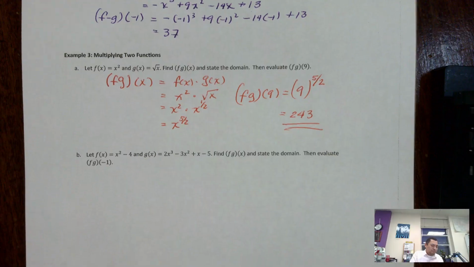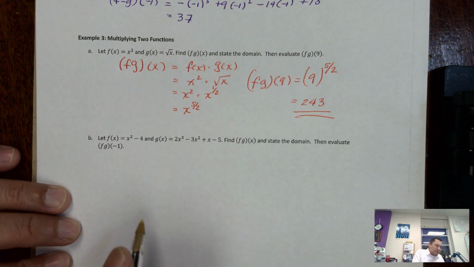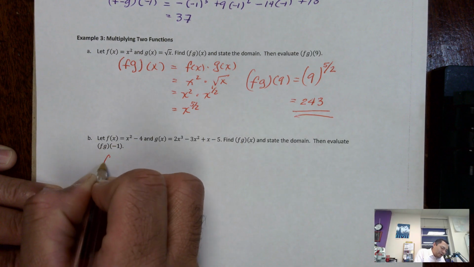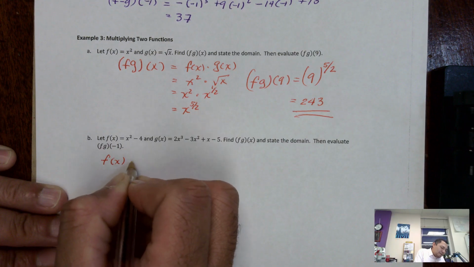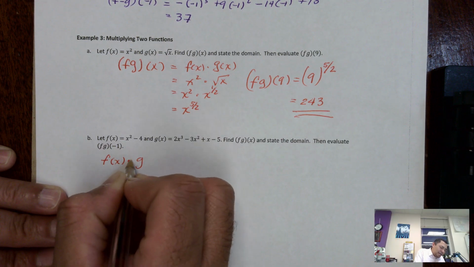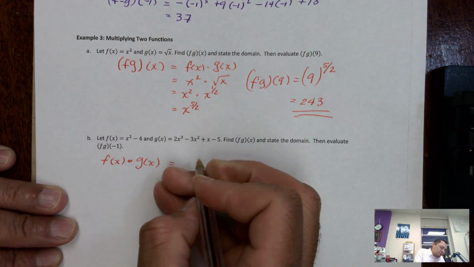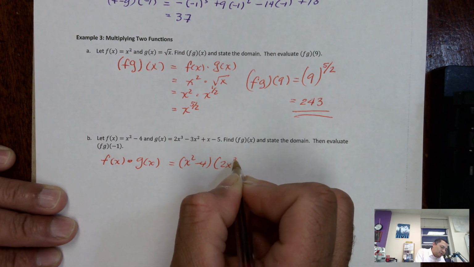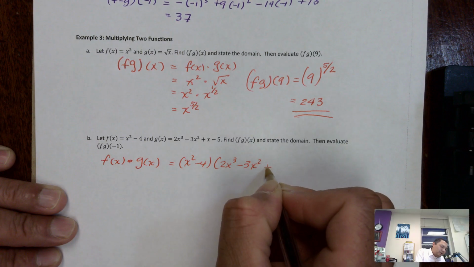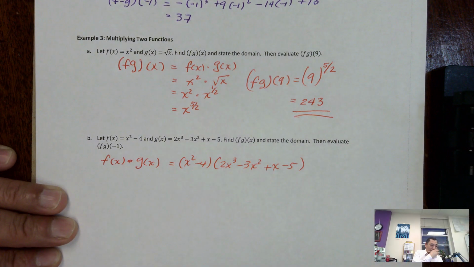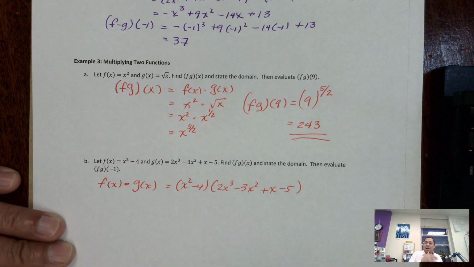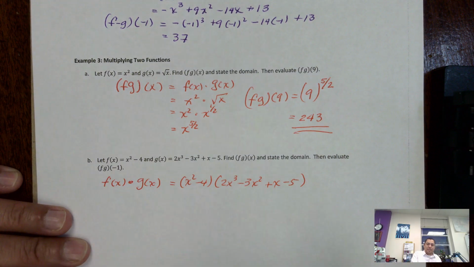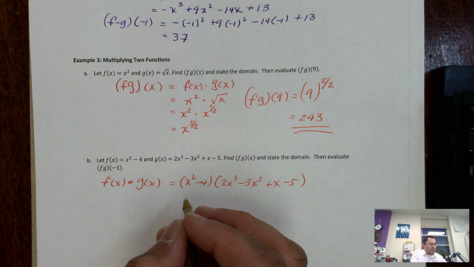Let's do B. In this case, we're going to have f times g of x. So I have a bigger polynomial, f of x times g of x, which is equal to x squared minus 4 times 2x cubed minus 3x squared plus x minus 5. Basically what we're going to do is apply the distributive property. So x squared times 2x cubed, and so on. Let me write these here.